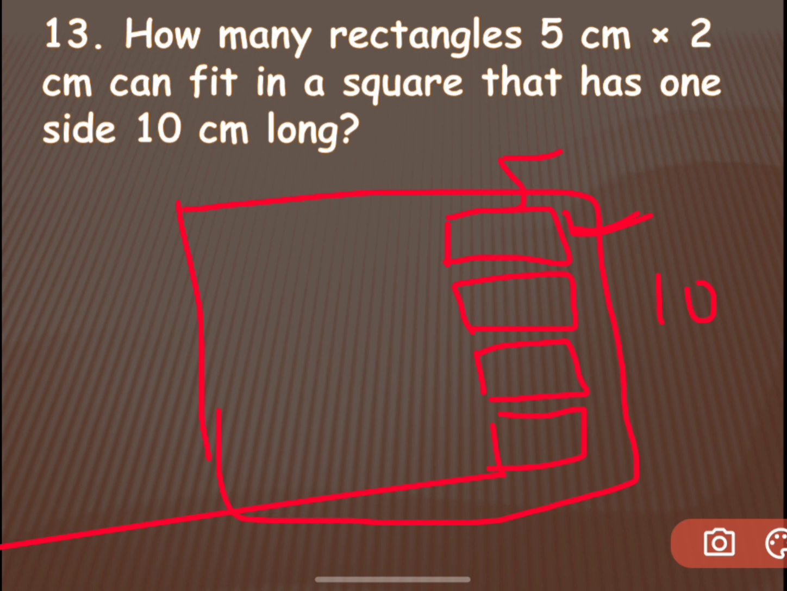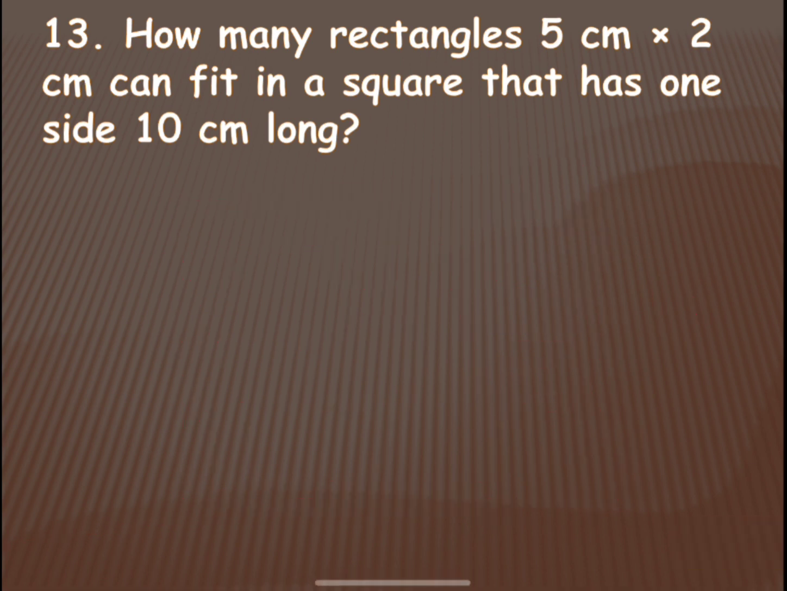So in this way you need to find out. For that, first we need to find the area of the square. Then we need to find the area of the rectangle, and from that we need to find out how many rectangles can we place. Is it 2, is it 5, is it 10, is it 15, is it 20? How many rectangles we can place in that square, we need to find it out. Okay, children, so let's start. First, let's find the areas.